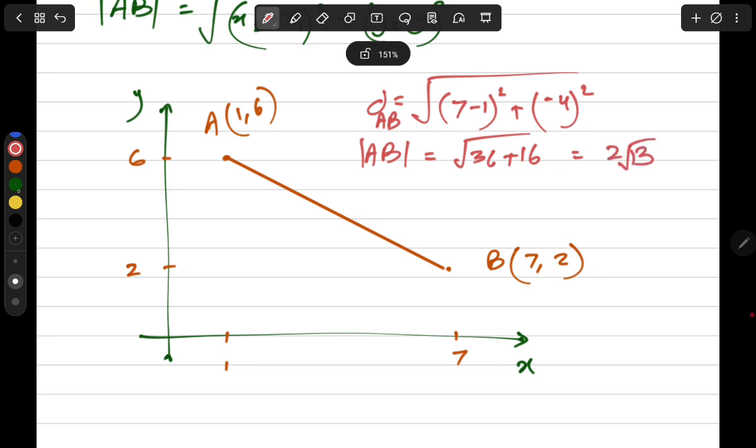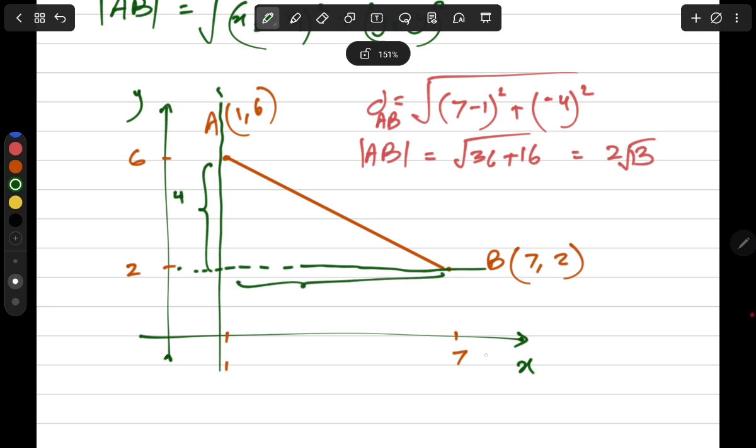And now let's try to verify it through the Pythagoras theorem, right? So this height is nothing but 4. This base is nothing but 6. So 6 square plus 4 square under root, that is root 52, which is the same as 2 root 13, right? Pretty easy.